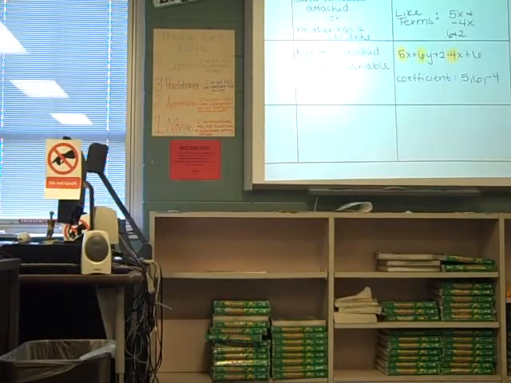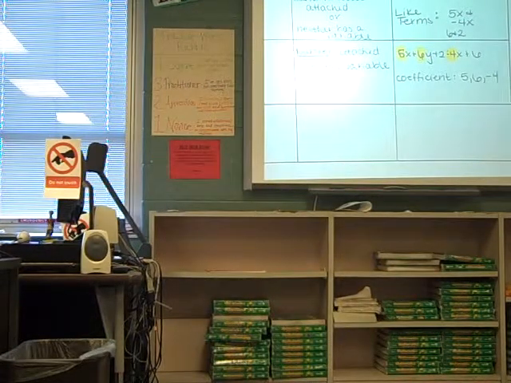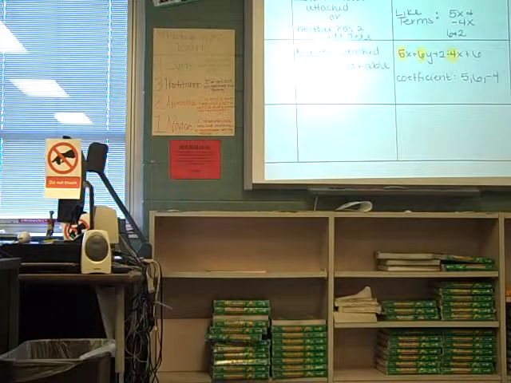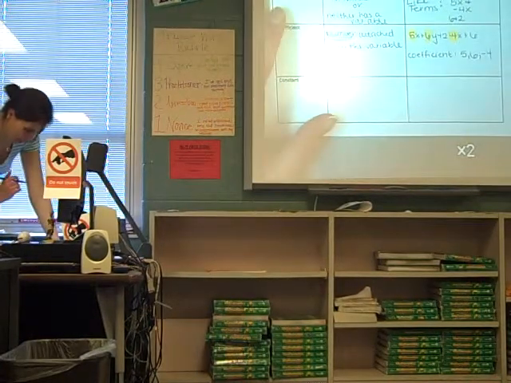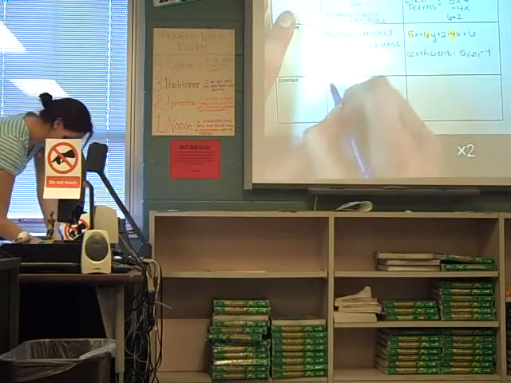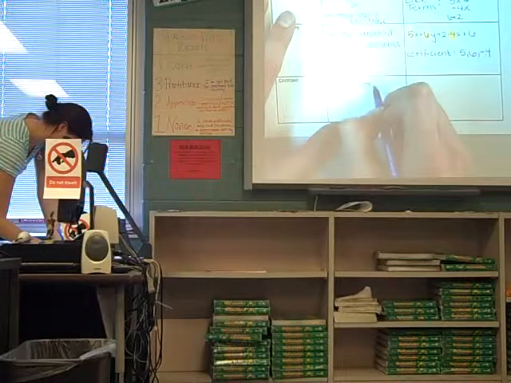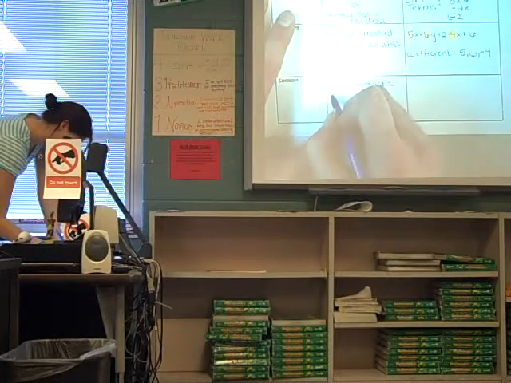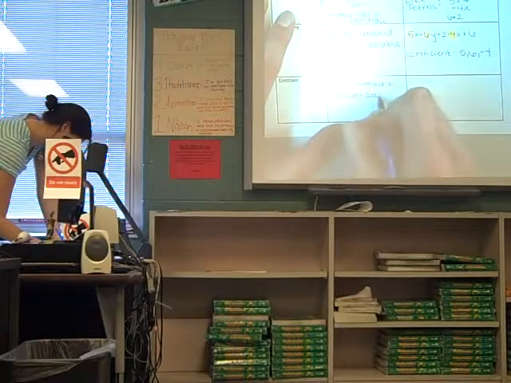And those numbers without variables have a name. Anybody know what those are? Numbers. Yes, they are numbers. Starts with a C. Constants. They're constants. Very good. So the last row should say a constant is a term without a variable attached.